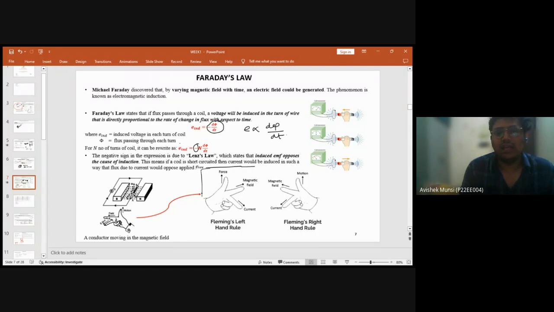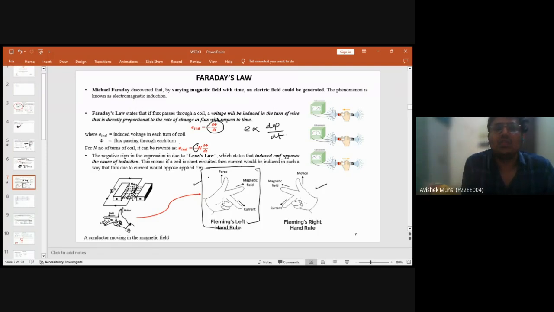That is Fleming's right hand rule and Fleming's left hand rule. This is the right hand rule and this is the left hand rule. It states that if our three fingers, thumb, first finger and middle finger, are at 90 degrees perpendicular to each other, then the thumb represents the force, the first finger represents the magnetic field, and the middle finger denotes the direction of the current. And vice versa is also applicable in the case of the right hand rule.